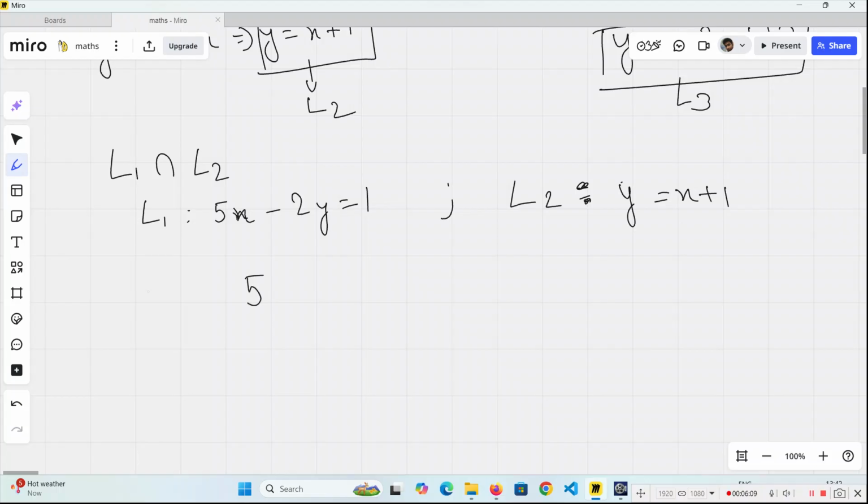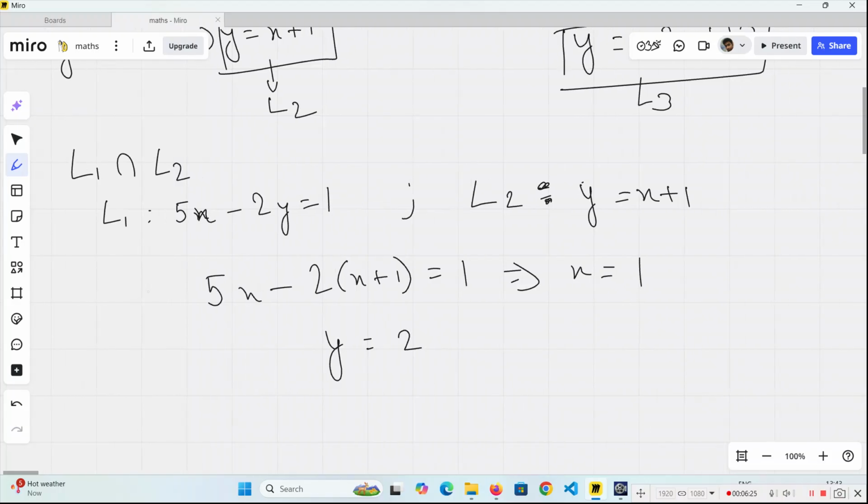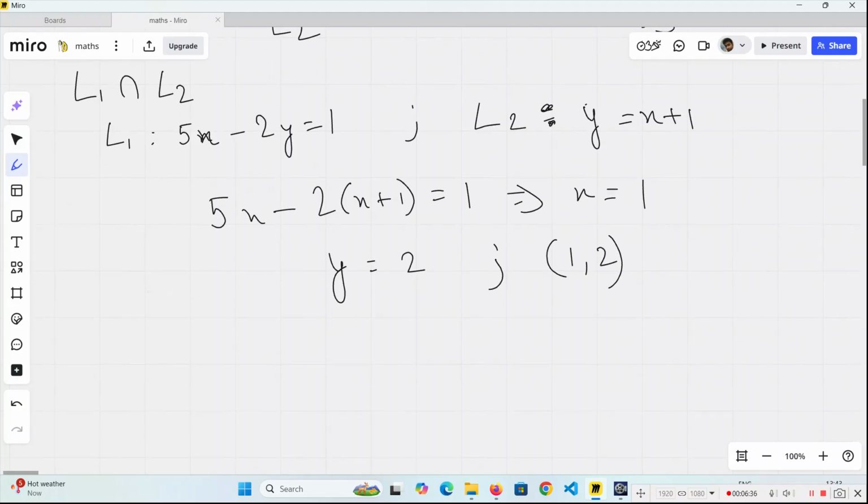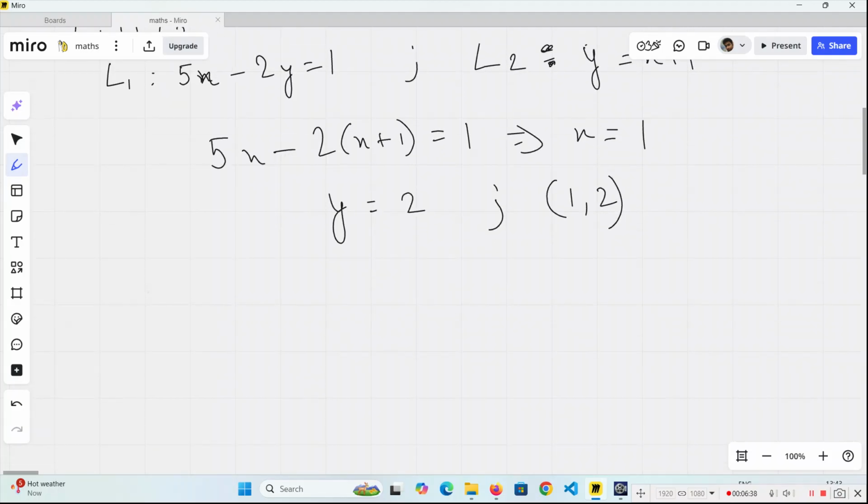If I substitute this value in this, 5x minus 2(x plus 1) equals 1. If I solve this, I'll be getting x equals 1, and if I put the value of x in any of these equations, I'll be getting y equals 2. So we got the intersection point for L1 and L2, that is (1, 2). There is only one intersection point here.